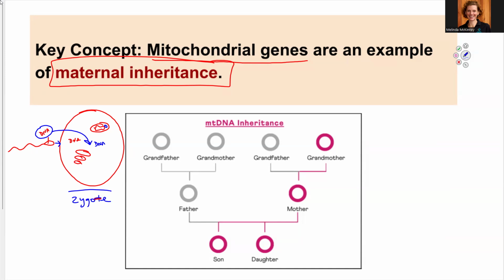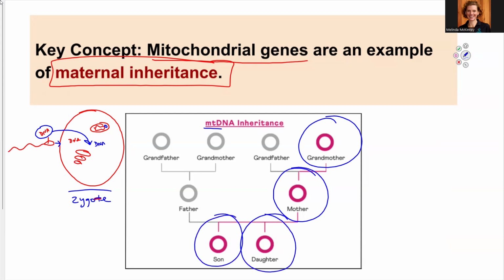So you can trace genetic lineages this way. Mitochondrial inheritance has really been useful for tracing the evolution of human traits over time. And this MT here is just the abbreviation for the mitochondrial DNA. And you can see that it's passed down from the grandmother to the mother to the offspring, which would be the daughter and the son here.